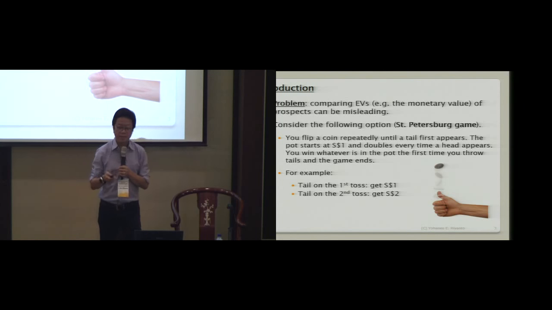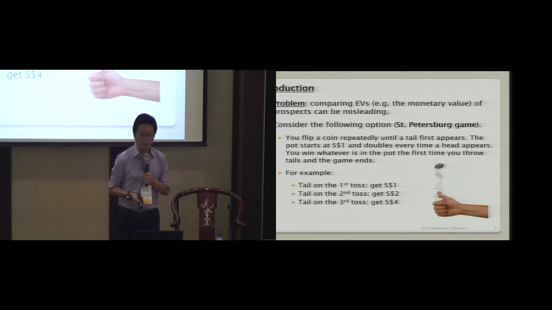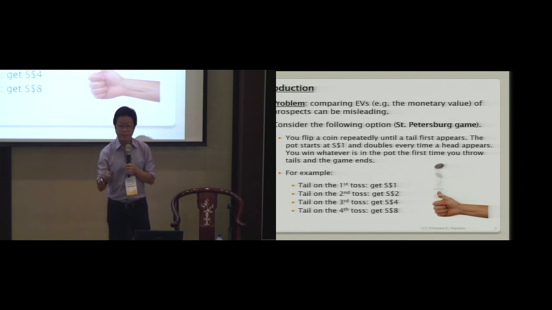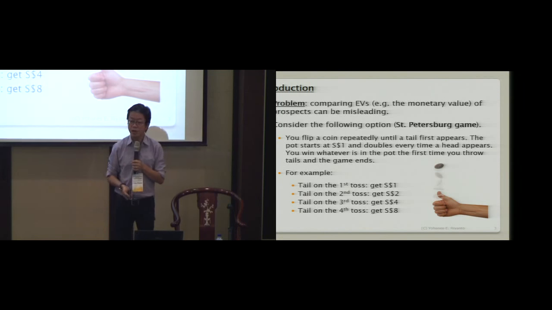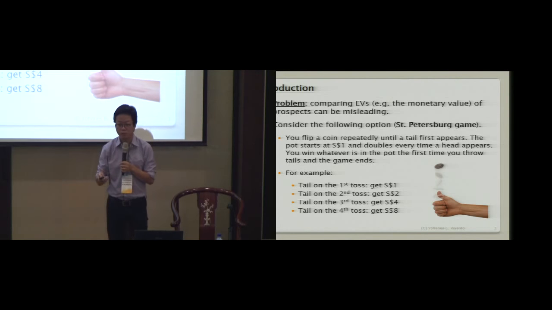And if you get tail on the second toss, you get $2. If you get tail on the third toss, you get $4. If you get tails on the fourth toss, you get $8, and so on. Because it can go on and on and on, unless you get tail, when the game stops.